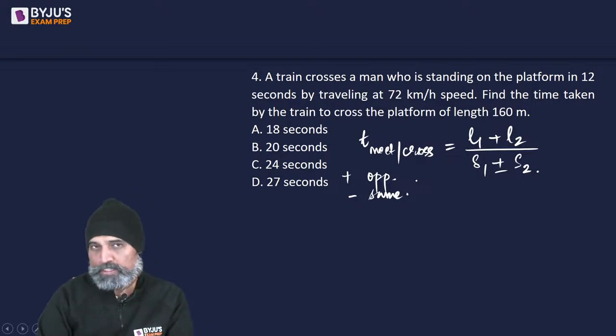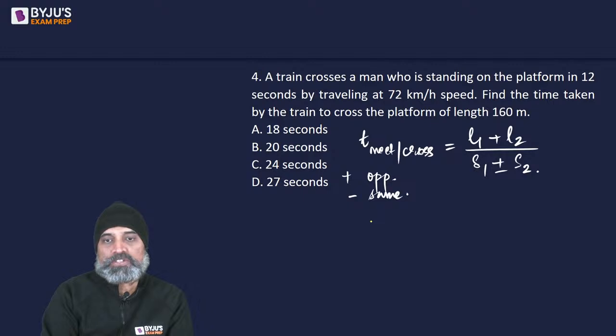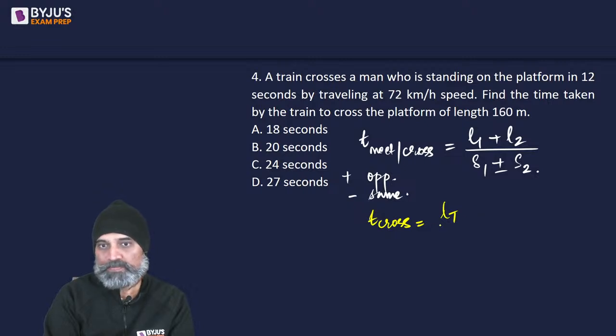If you look at the first part of the question, it's a train and a man. So train has a length, man doesn't have. Train has a speed, the man is not walking. So, man is standing, so the speed of man turns out to be 0. So in this case, the time taken by the train to cross the man will be length of the train, length of man is 0, divided by speed of the train, which is 72, and speed of the man is also 0, right? And this is given as 12 seconds.